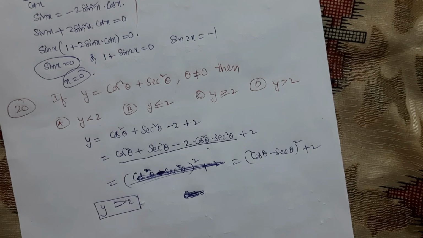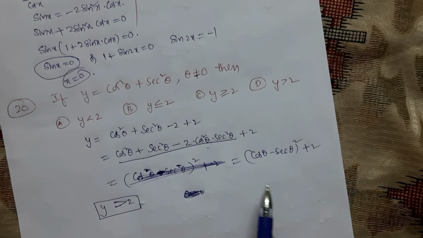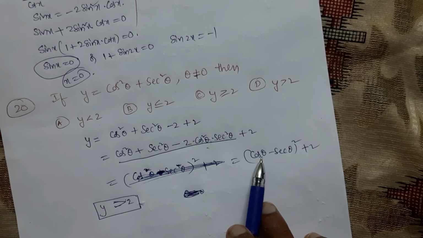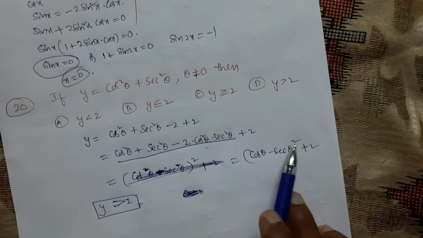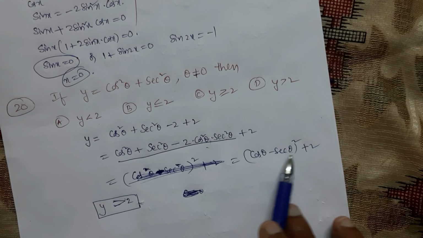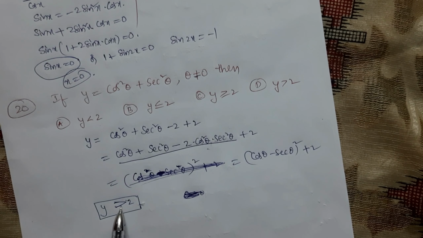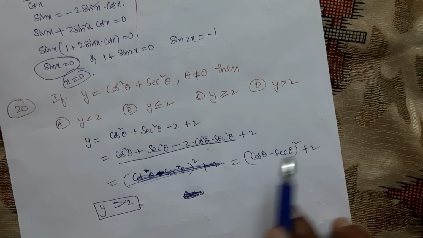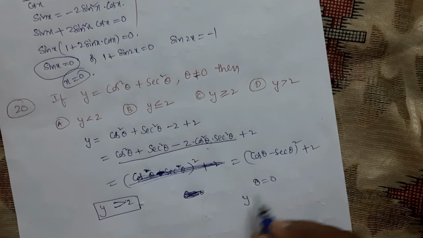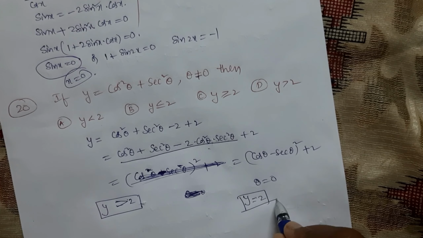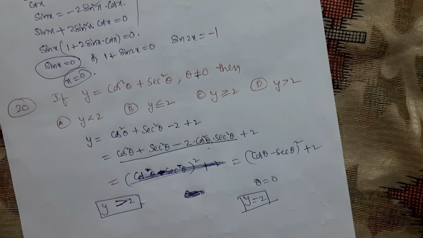Why is it y greater than 2? They are telling theta not equal to 0. For example, if it is equal to 0, cos theta value is 1 minus secant theta value 1, 1 minus 1 is 0, 0 square plus 2. So sometimes it will be equal to 2 only. But as theta is not equal to 0, it will be only greater than 2. It won't become equal to 2. Only whenever theta is equal to 0, then only it will become y equal to 2. But theta is not equal to 0, so it is not equal to 2, it is always greater than 2.